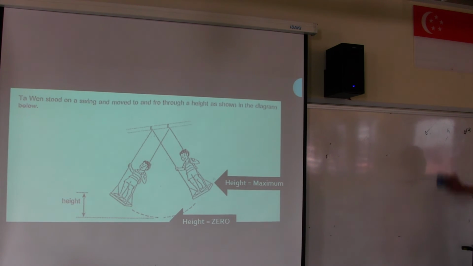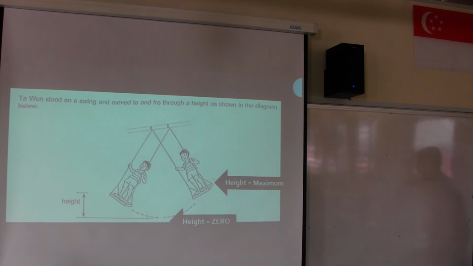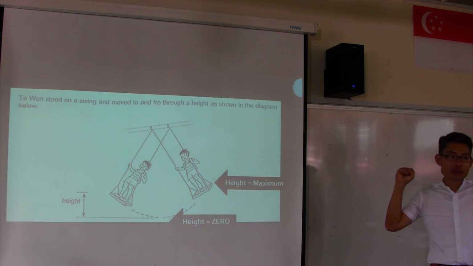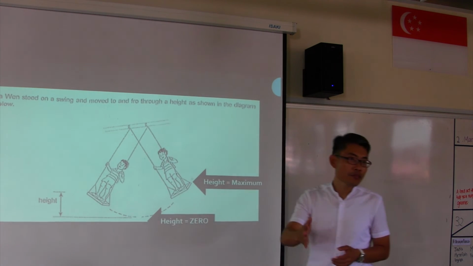I'll give you a while to read the question and to get an answer. You may discuss if you need to. I'll give you 30 seconds to read this question and to come up with one answer which you will write on your whiteboard. Your 30 seconds starts now. So I have pupils choosing 3 and 4.